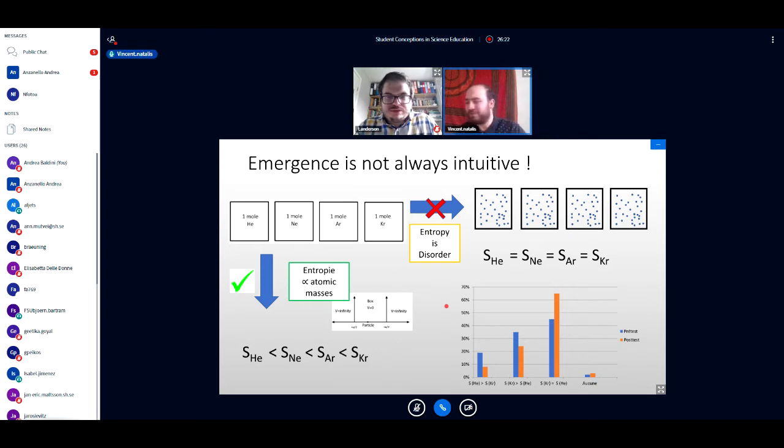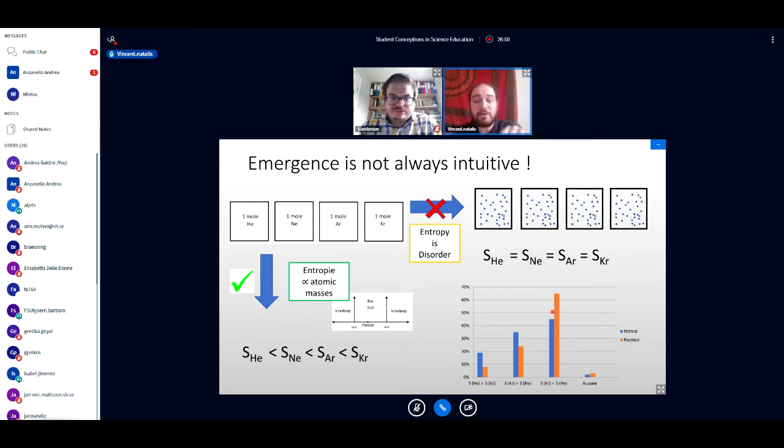Now here I'm going to show a first result. When we give this question to a group of chemistry students in first year at university level, before a course in classical macroscopic thermodynamics, and the pretest is in blue, we can see that the majority of students choose the incorrect answer of the identical entropies. Worse, we observe that after the course in orange, the great majority choose this wrong option.